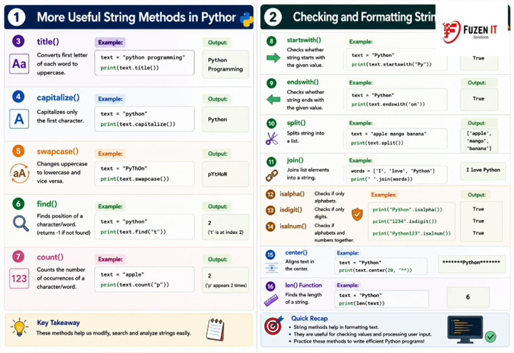Now let's learn about split. It splits a string into multiple parts. Text equals to "apple, mango and banana" as per the example. The output will become apple, comma, mango, comma and banana.